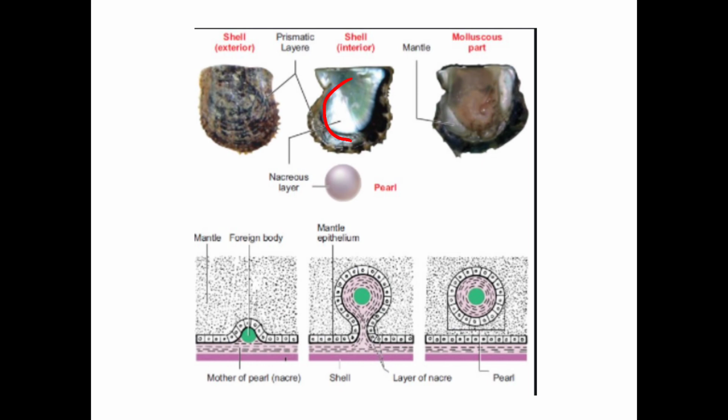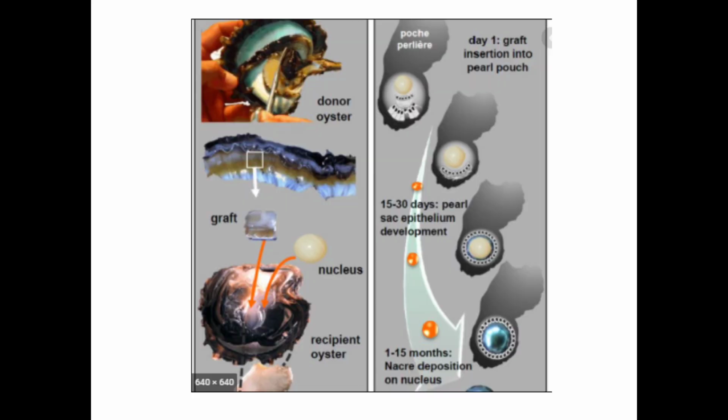So implantation. First one is mantle cavity insertion. The nucleus is inserted between the mantle and the shell. So that is the mantle cavity. So the mantle will secrete the nacreous substance over the nucleus, and the pearl will develop on the inner surface of the shell. Okay, next one is in the mantle itself.